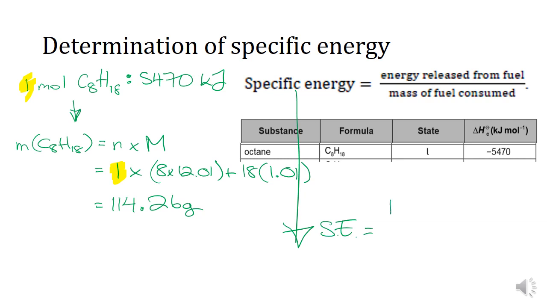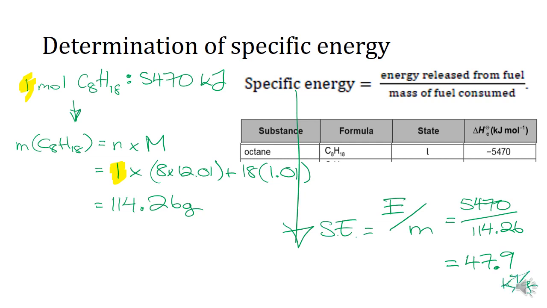So specific energy is energy divided by mass. So 5470 divided by 114.26, which equals 47.9.